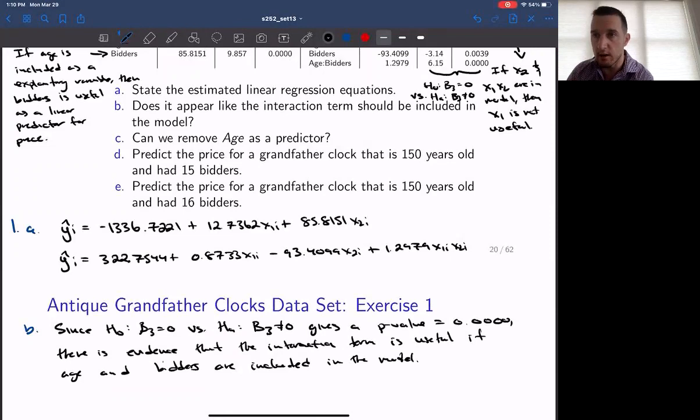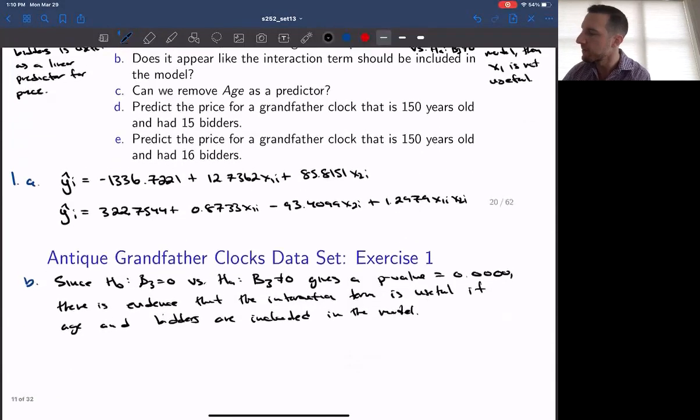So since the hypothesis test beta 3 equals 0 versus beta 3 different from 0 gives a p-value of 0, there is evidence that the interaction term is useful, right? So we can reject the null hypothesis. So we're saying that there's evidence that beta 3 is different from 0, which would imply that it's useful. So there is a relationship between y and the interaction term. But it's useful given that age and the bidders stay in the model. So these are conditional relationships now. So we would reject H0: beta 3 equals 0, given that x1 and x2 remain in the model. So what we have now is some evidence that we should keep the interaction term.